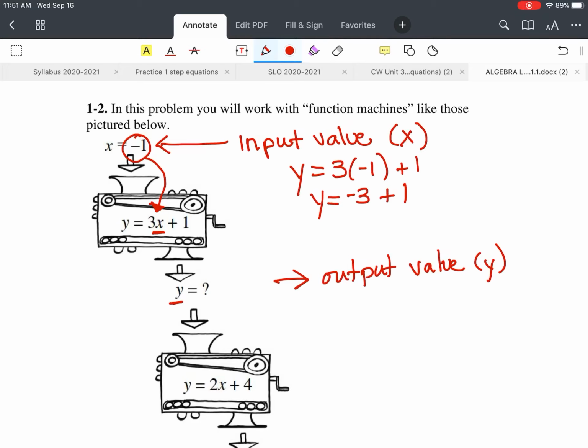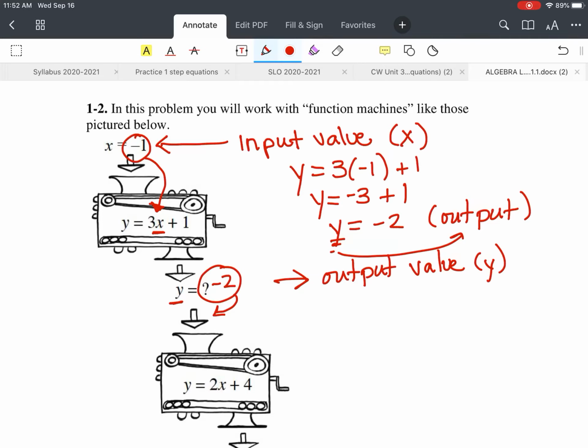And now we're going to bring it down to our final answer. Y equals, and -3 plus 1 is -2. That is our output because it's a y, and y always represents your output. So now y equals -2. But what they want us to do is drop that -2 into the next function machine. So if we're putting it into the function machine, it becomes the input. So now we have x equals -2.